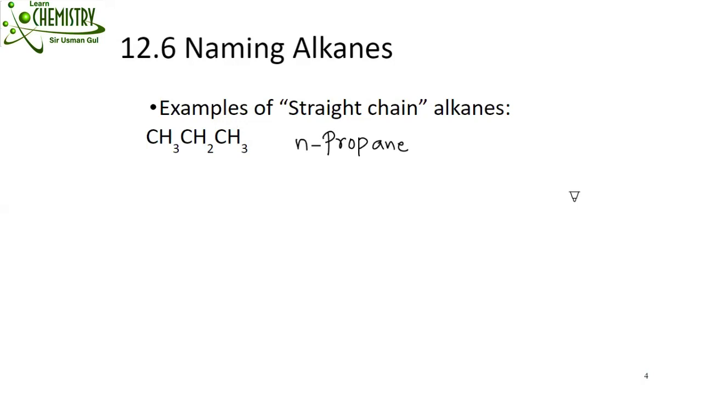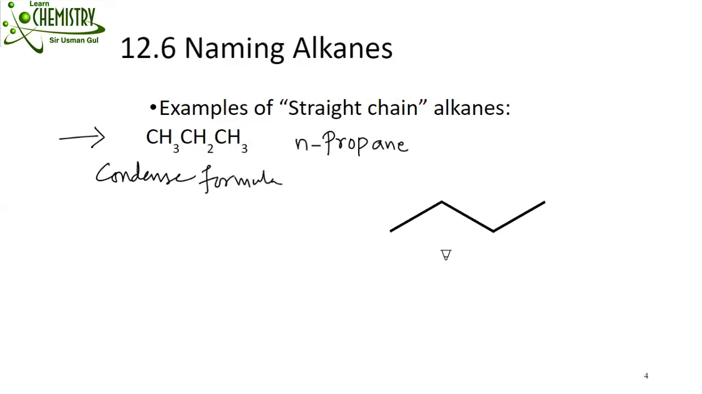Let me show you another example. This example is a zigzag line, so this representation of our organic compound is different from the first one. Let me tell you one thing here. The first representation, in which we have CH3, CH2, CH3, is called the condensed formula, and that one is called the skeleton formula.